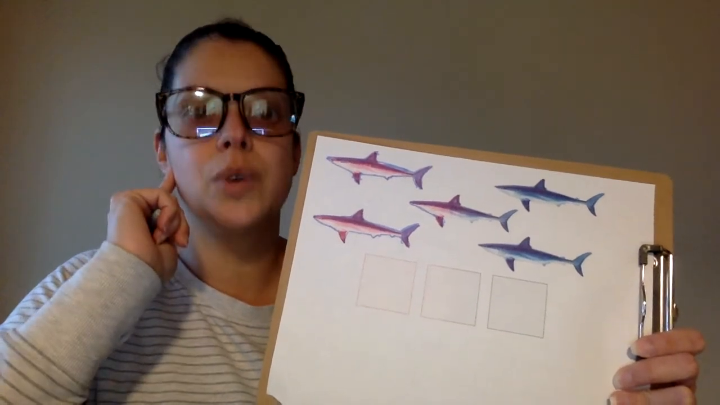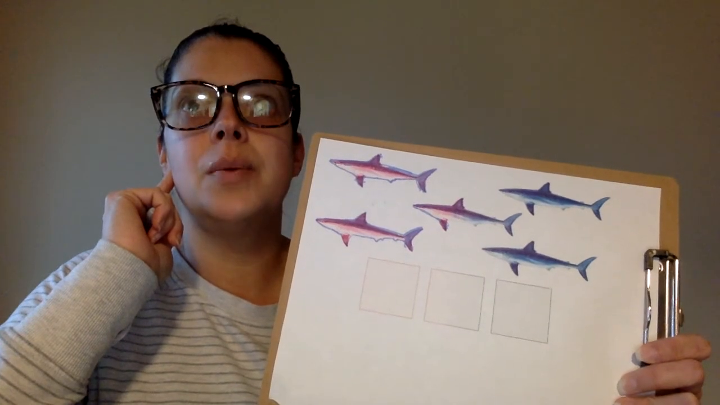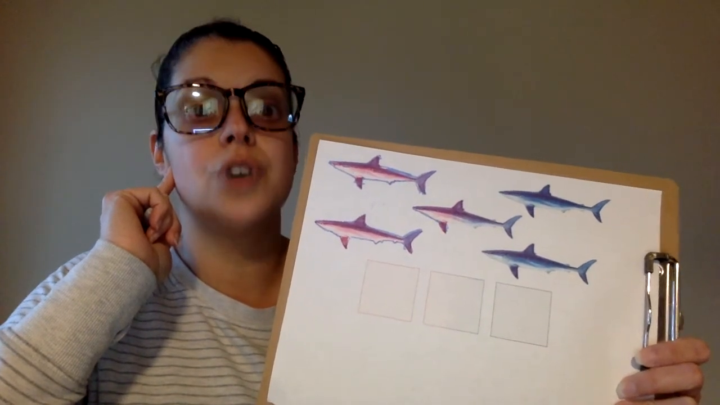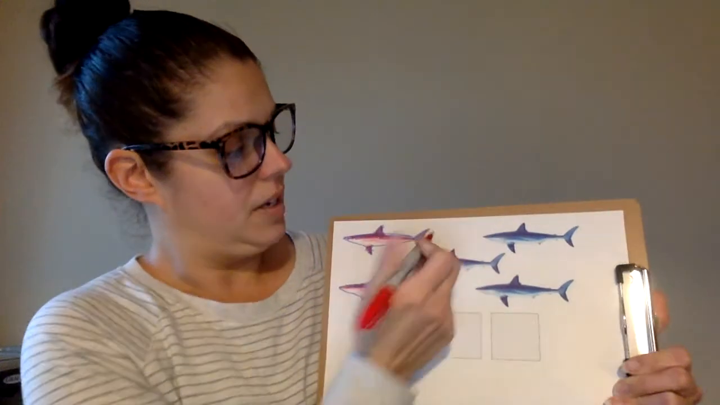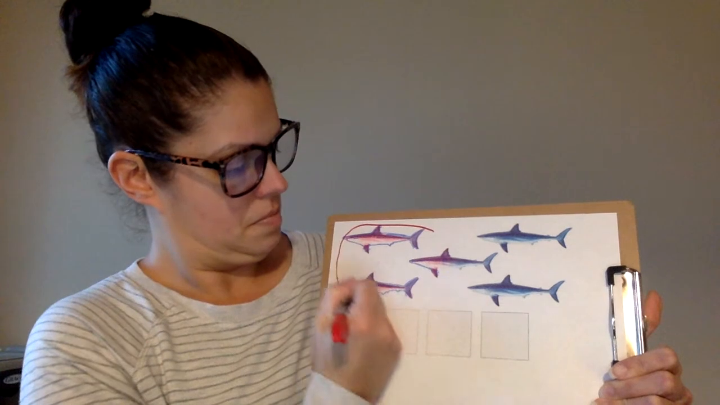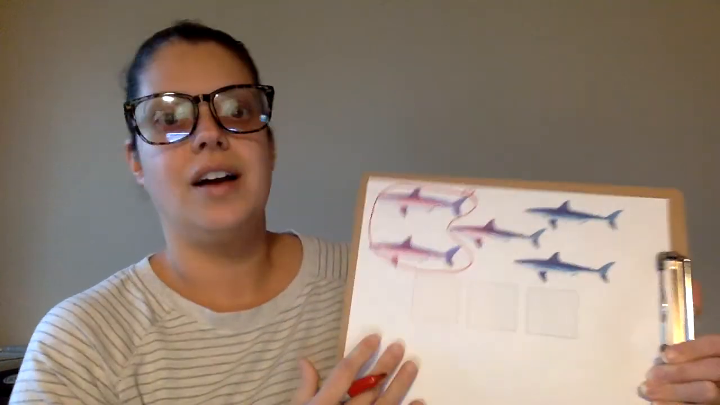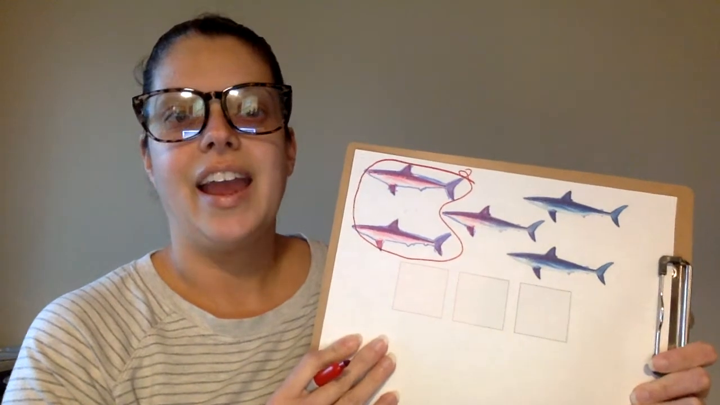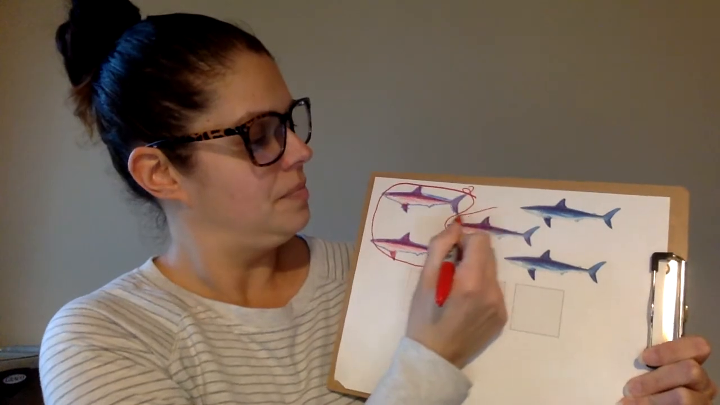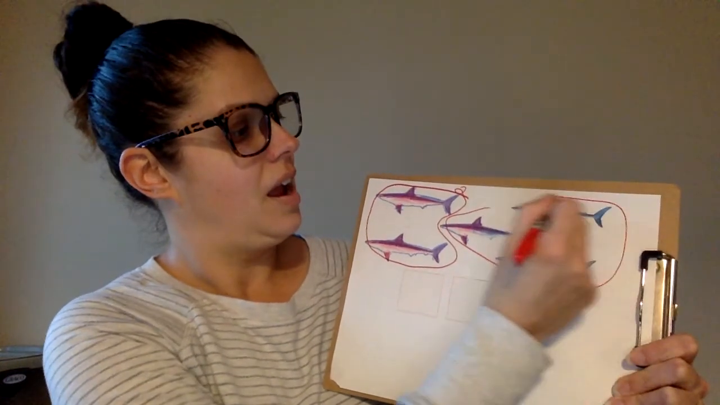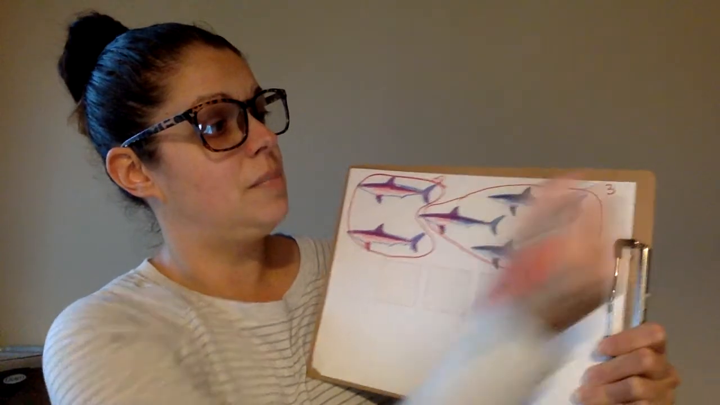So let's think of my story first, right? First, I said I went scuba diving, right? And when I went scuba diving, I saw two sharks. So what I'm going to do to my picture here is I'm going to circle my two sharks that I saw, right? And then I kept swimming. And when I kept swimming, I saw three more sharks. So I'm going to label my three here.